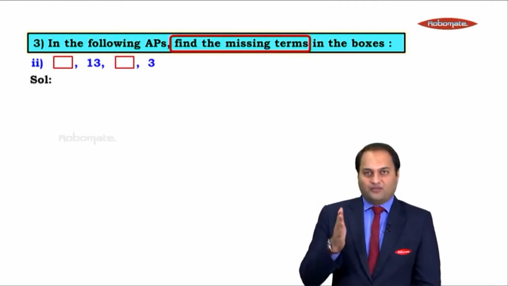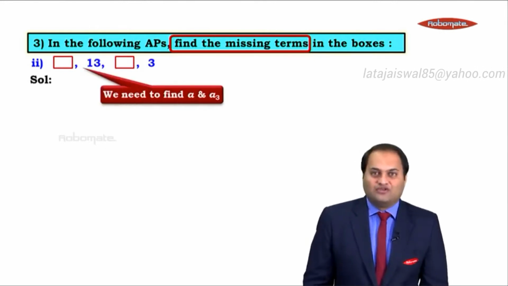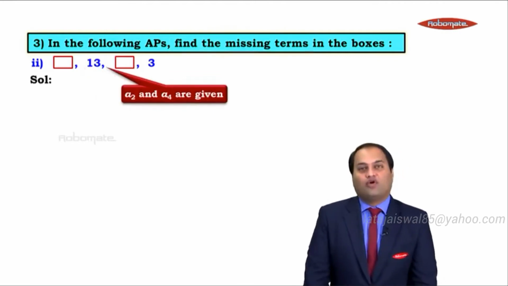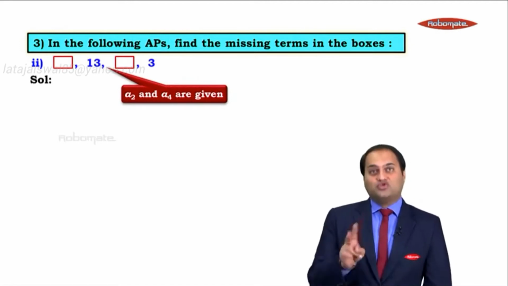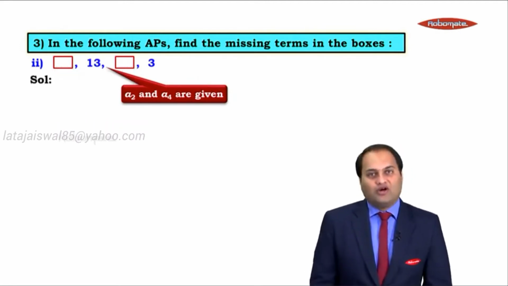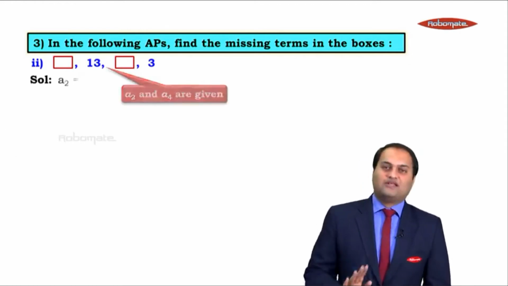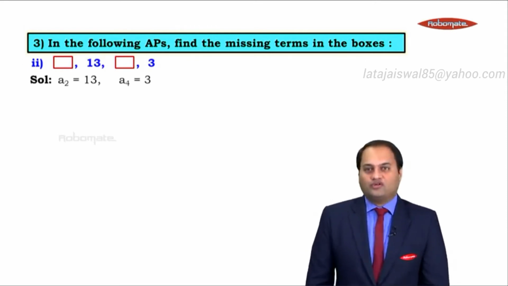Here the missing term is the first term, that is A, and the third term, that is A3. So the missing terms here are A and A3. Right? And for that, what is given to us? A2 and A4. Now with the help of these two, A2 and A4, we need to find the value of A, the value of D, hence find the missing terms. Clear? Let's see how. A2 is equal to 13 and A4 is equal to 3.